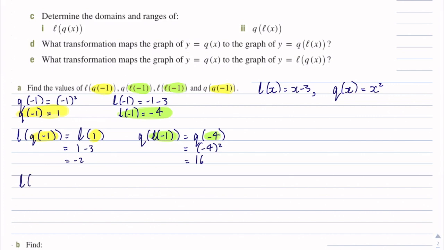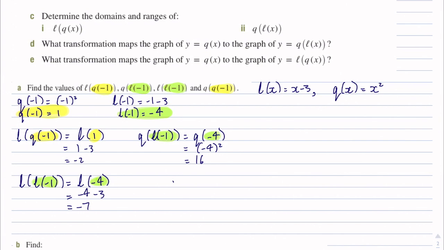L of L of minus 1. Well, L of minus 1, we know it came out as negative 4, so it's L of negative 4, which is the same as negative 4 take 3, which is negative 7.